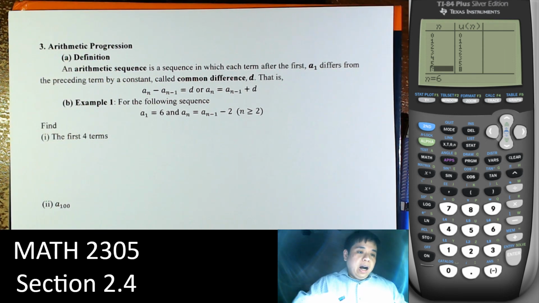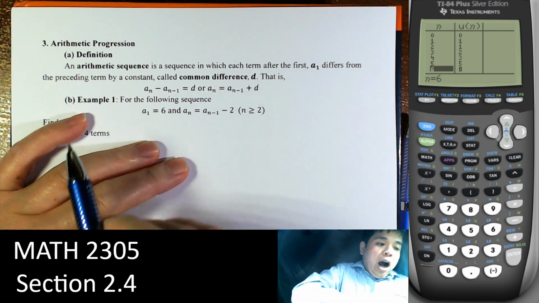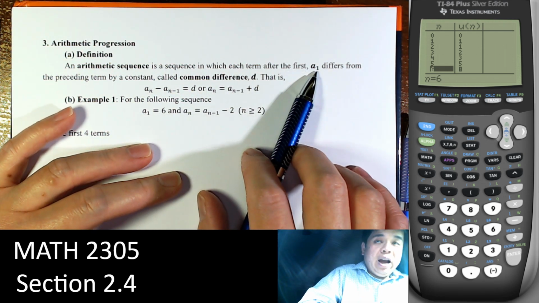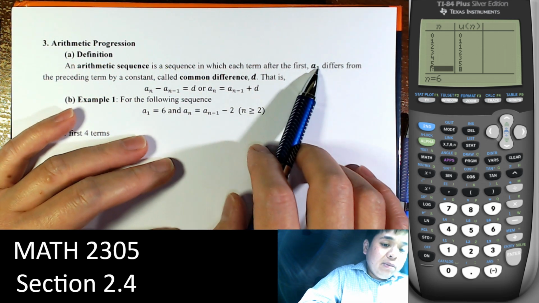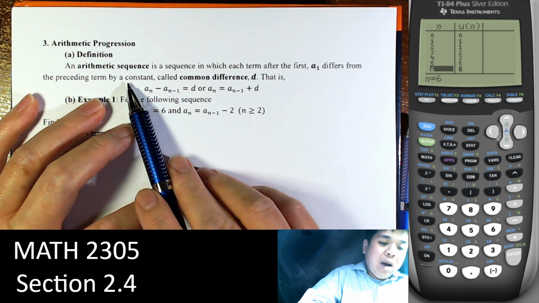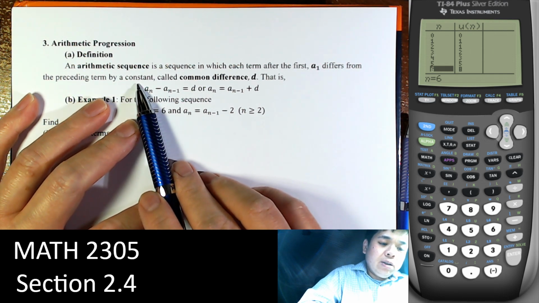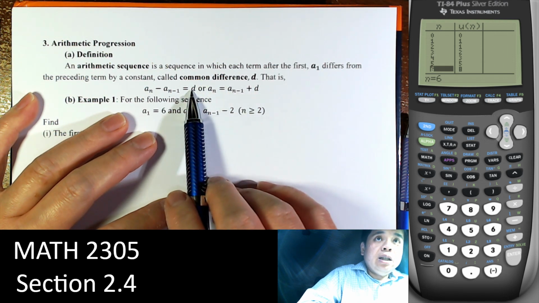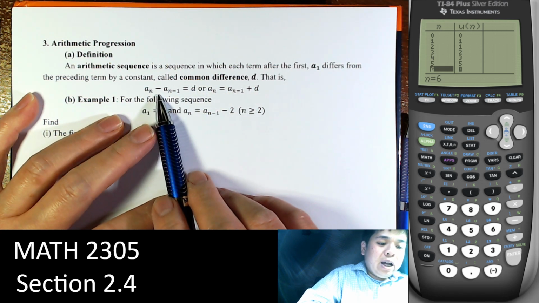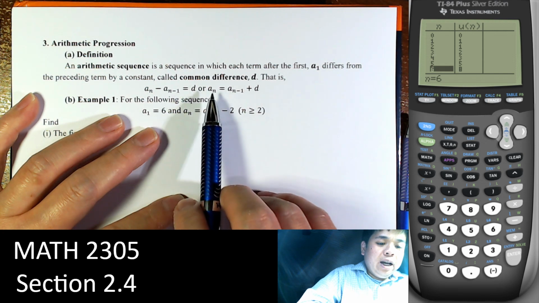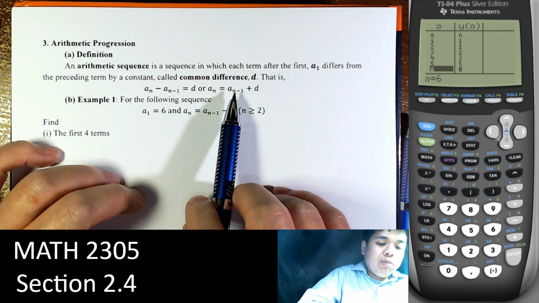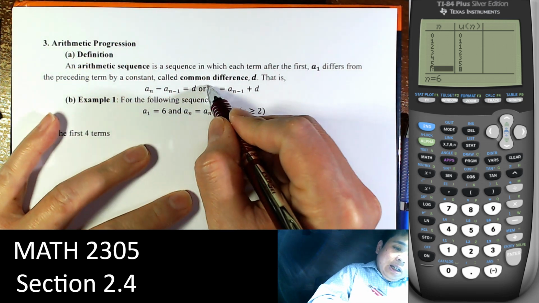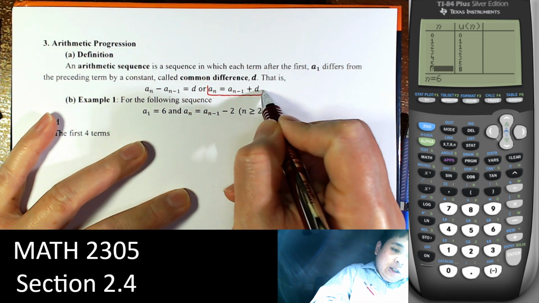Right. Arithmetic sequence. An arithmetic sequence is a sequence in which each term after the first term differs from the preceding term by a constant. And that constant is called the common difference, d. So you have a sub n minus a sub n minus 1 equal to d, and a sub n equals a sub n minus 1 plus d. So we add that to the other side. So this is defined as the recurrence relation.